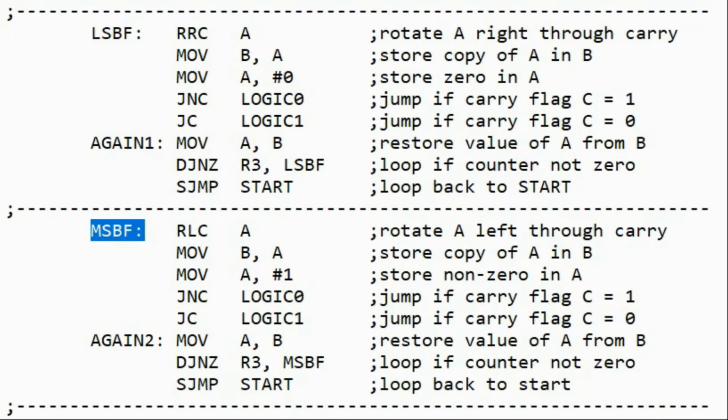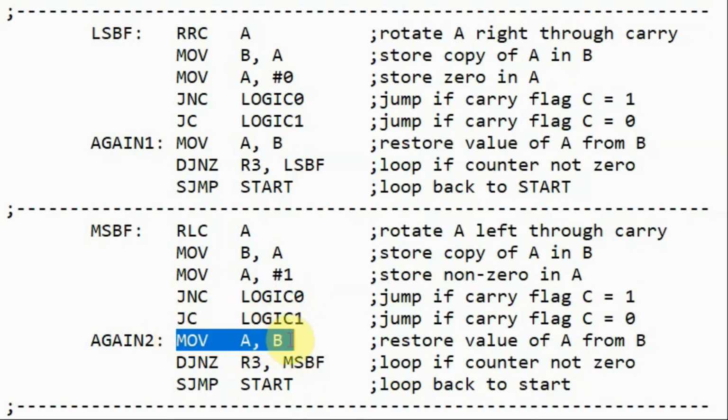When we press the most significant bit first button, the program will jump to this subroutine. Here we will rotate the contents of the accumulator left through the carry in order to examine the most significant bit of the accumulator. We store the contents of A into register B, and then we put 1 into A, and then we check the carry flag. If the carry flag is 0, the program will jump to logic 0. If the carry flag is 1, the program will jump to logic 1.